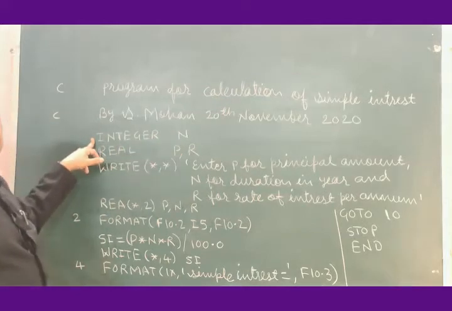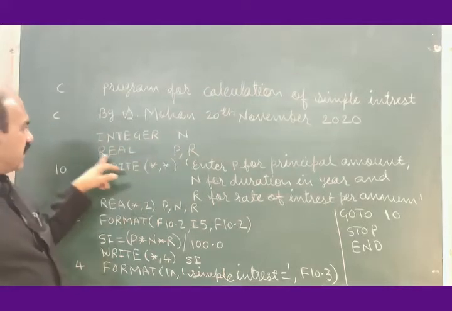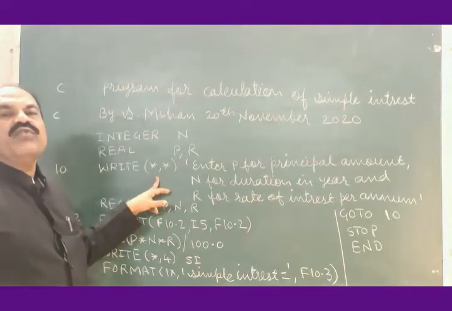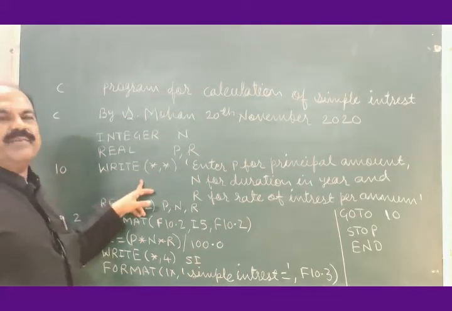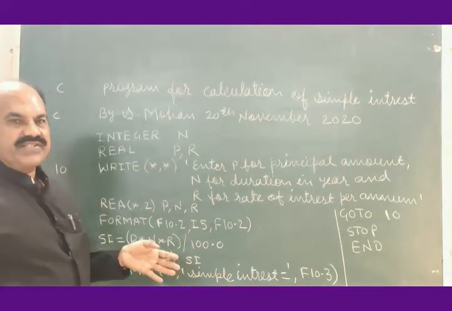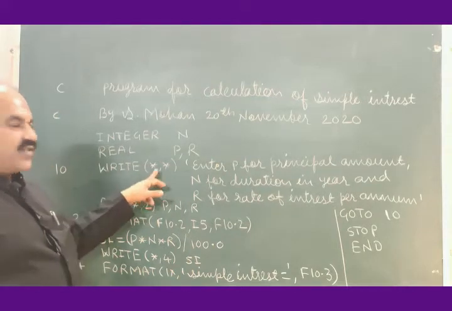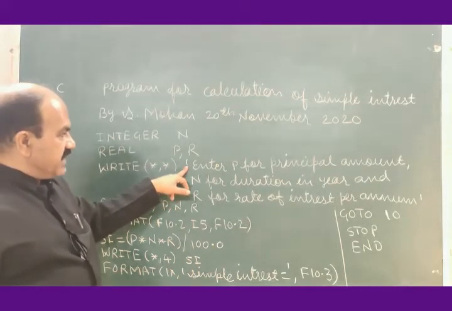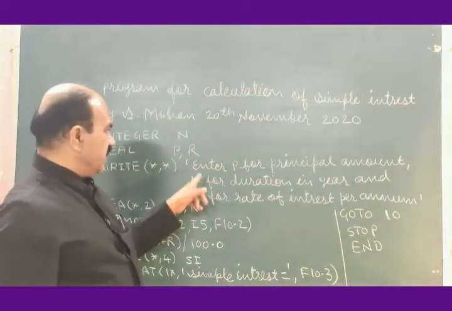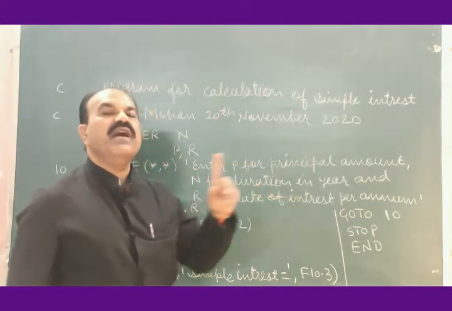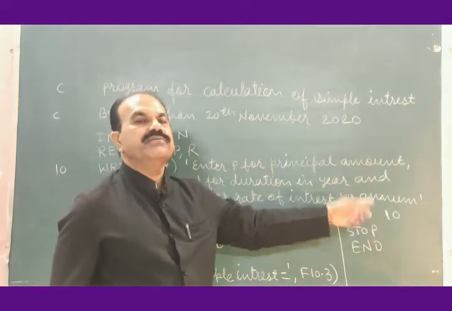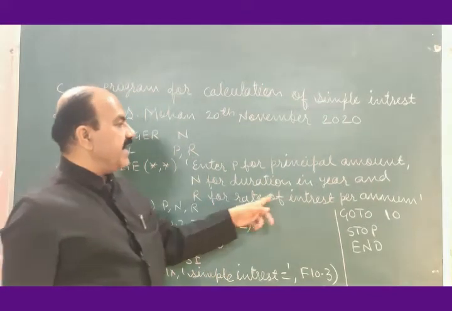N, integer variable, P and R, real variables. Write. No format is used with this write statement. Here you want to print these things as they are. Write asterisk comma asterisk, enclosed within single quotes: Enter P for principal amount, N for duration in years, and R for rate of interest per annum.